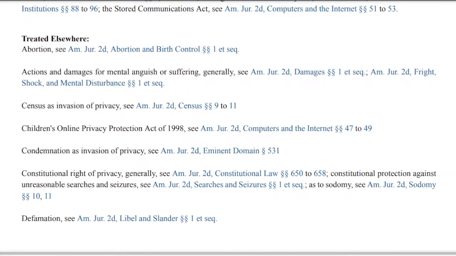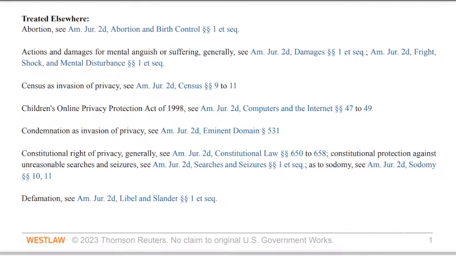So these are the areas that are treated elsewhere, so we're not going to be getting into any of this stuff here. Abortion, actions and damages for mental anguish or suffering, that's under damages and fright, shock, and mental disturbance. Census is invasion of privacy, which is under census. The Children's Online Privacy Act. Condemnation as an act of privacy, that's under eminent domain. Constitutional right of privacy, and that's under constitutional law. And defamation, which is under libel and slander. So we're not going to be covering those tonight. Those are treated elsewhere within American jurisprudence.